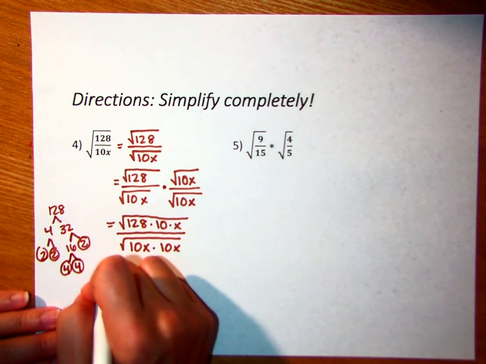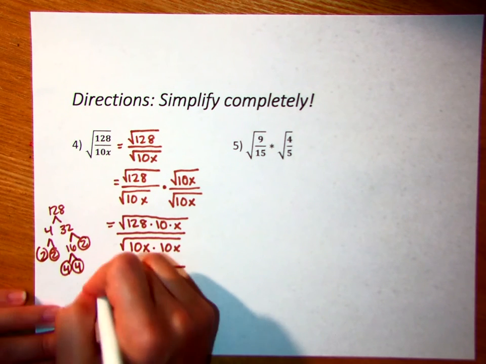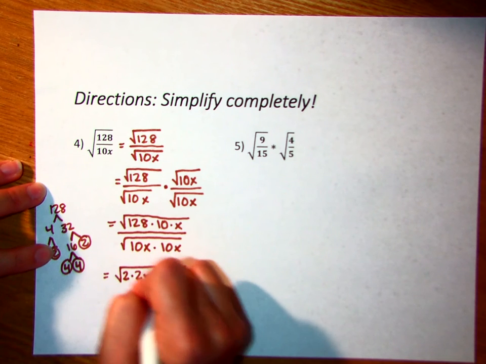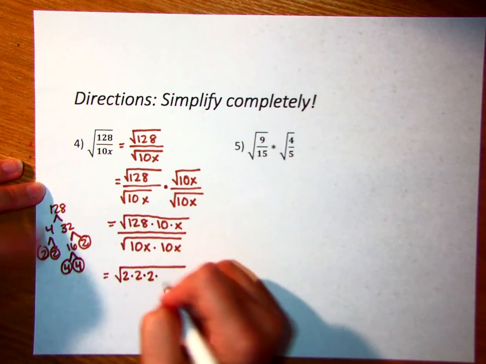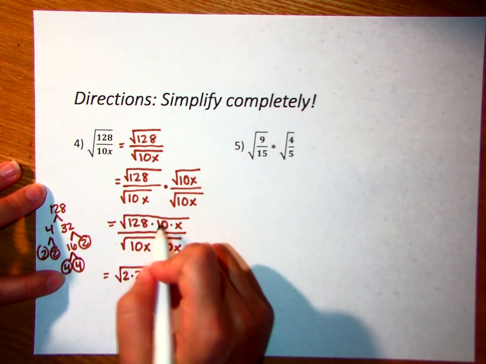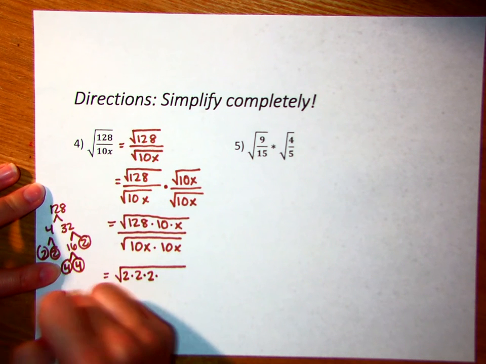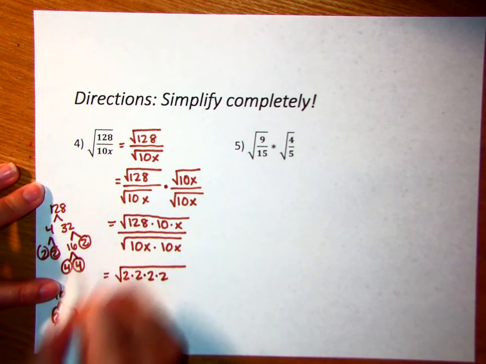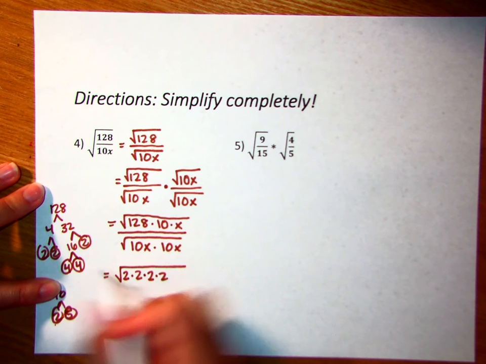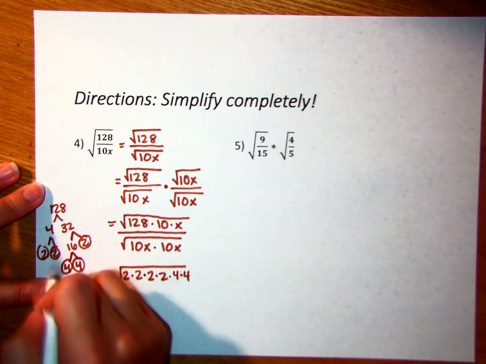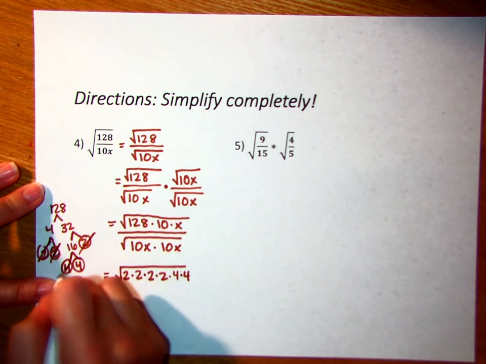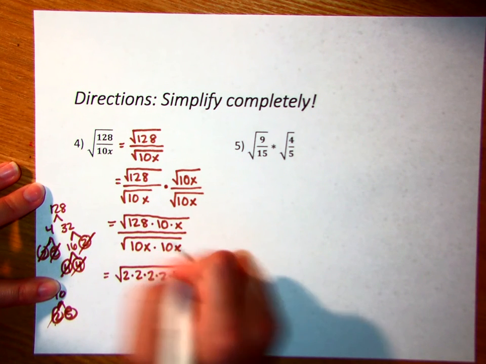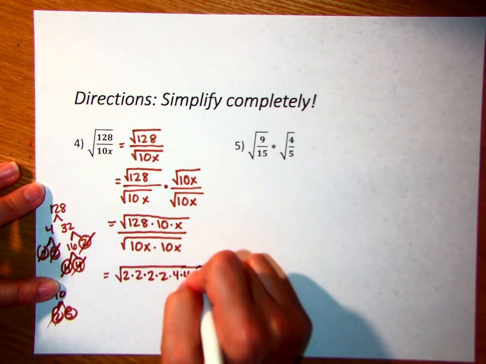So on the top, I'm going to have the square root of, here I've got 2 times 2 times 2 times, watch this, if I did 10, I know that's 2 and 5, so I'm going to go ahead and get this 2 in there too. So that's 1, 2, 3, 4 2's I've used. Next I'm going to go for the 4's. 1, 2, 4's, and I still have a 5, so that takes care of all the numbers on the top plus the x.